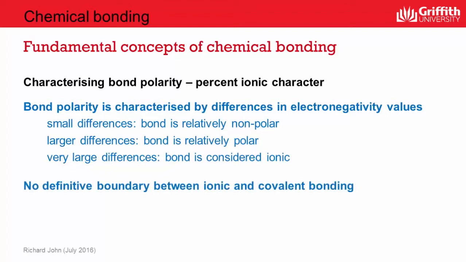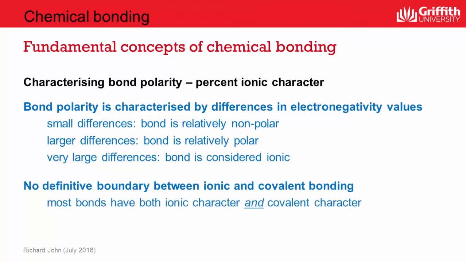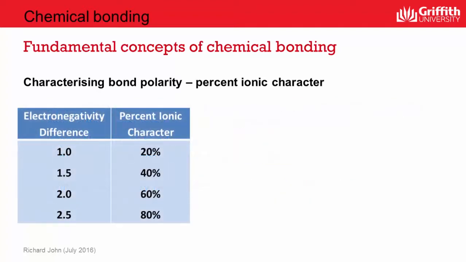Now, it should be noted that no definitive boundary exists between ionic and covalent bonding, and most bonds have both ionic character and covalent character. And we're actually able to quantify the percent ionic character of a bond by using the differences in electronegativity values of the atoms involved in a bond as shown on this table here. And while there's no definitive boundary between ionic and covalent bonding, it is still useful to describe bonds using these labels.